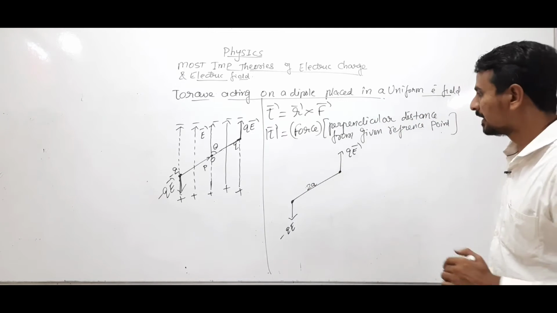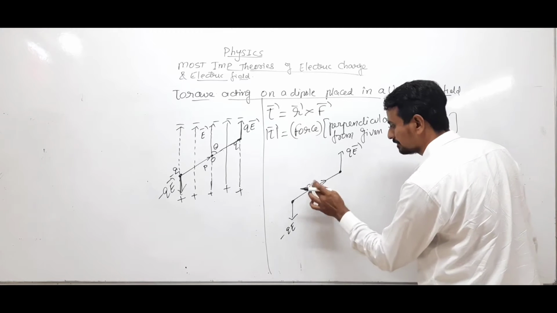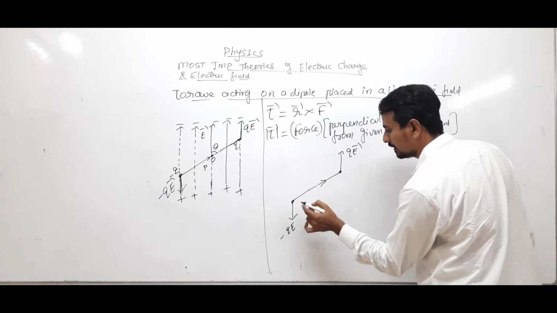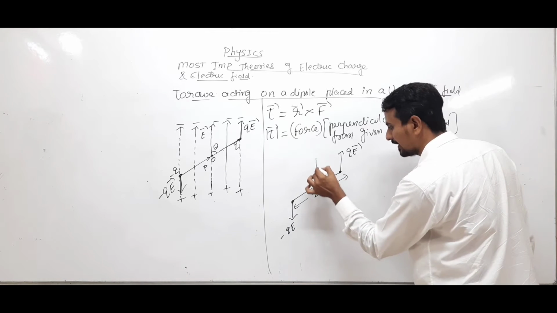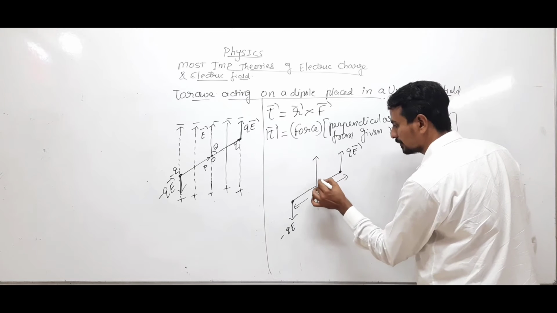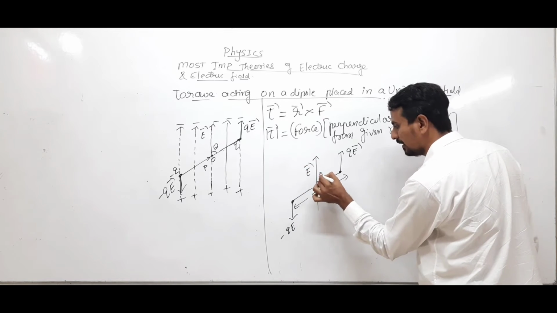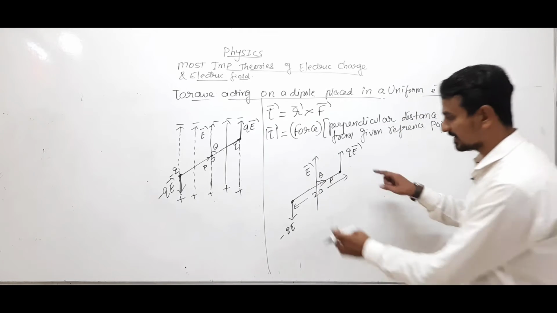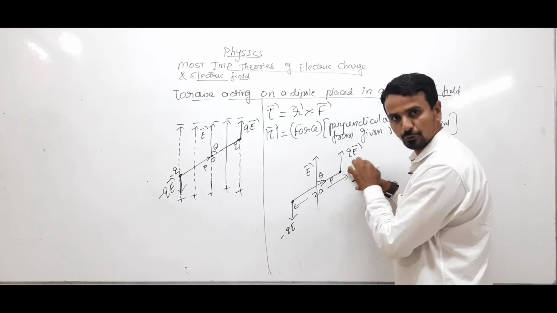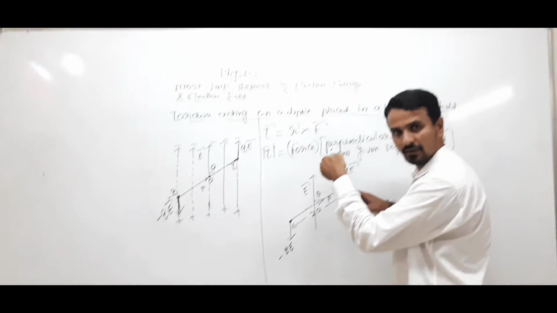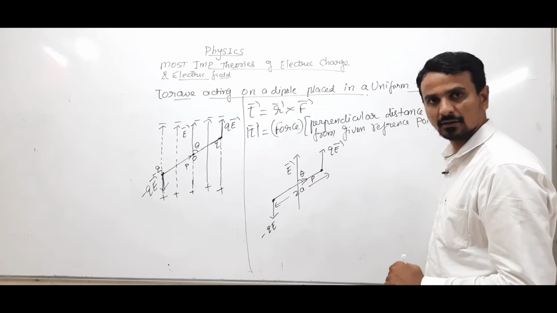Now the dipole moment is in this direction. Say this distance is 2a. The electric field is in this direction. So the angle between P and E, let the angle between P and E be theta. This is 2a. The dipole moment is from negative to positive, and this is your electric field. So the angle between P and E is theta.